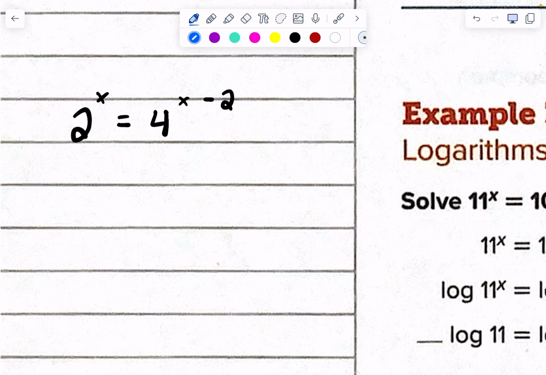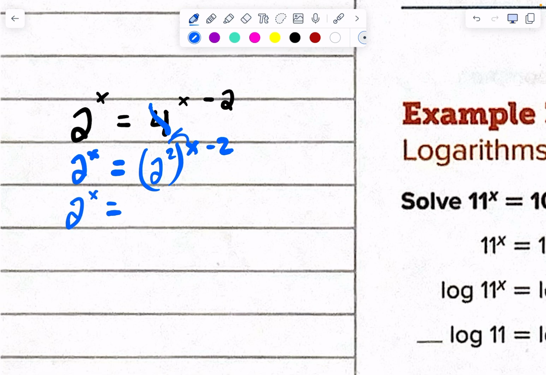Okay? In the past, we look at these two bases. We look at 2 and we look at 4 and we say, can we make them the same base? I bet so. Yes. 2 to the x, you can't do anything with that. But this 4 is like 2 squared, yeah? And then I have x minus 2. 4 gets replaced with 2 squared, all right? Now, this is 2 to the x equals. This 2 can get distributed, yeah? So 2 to the 2x minus 4. Okay, then what?